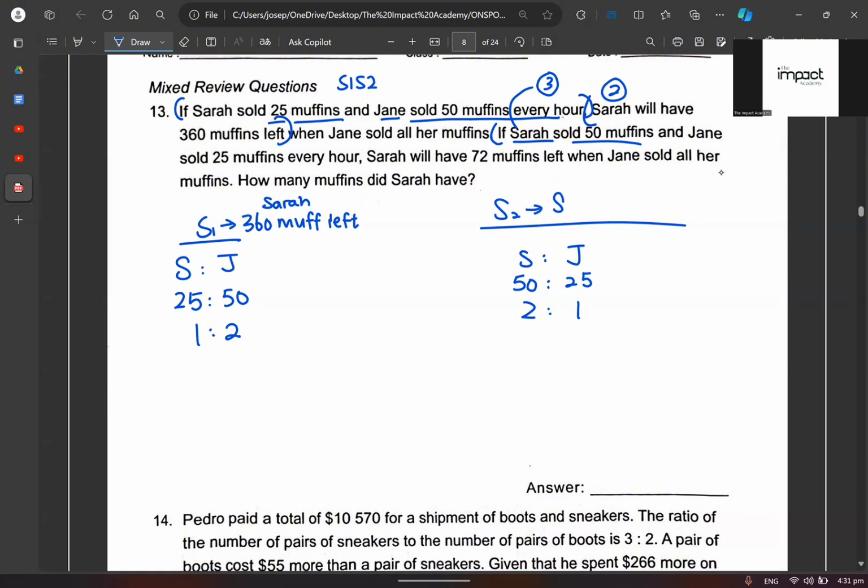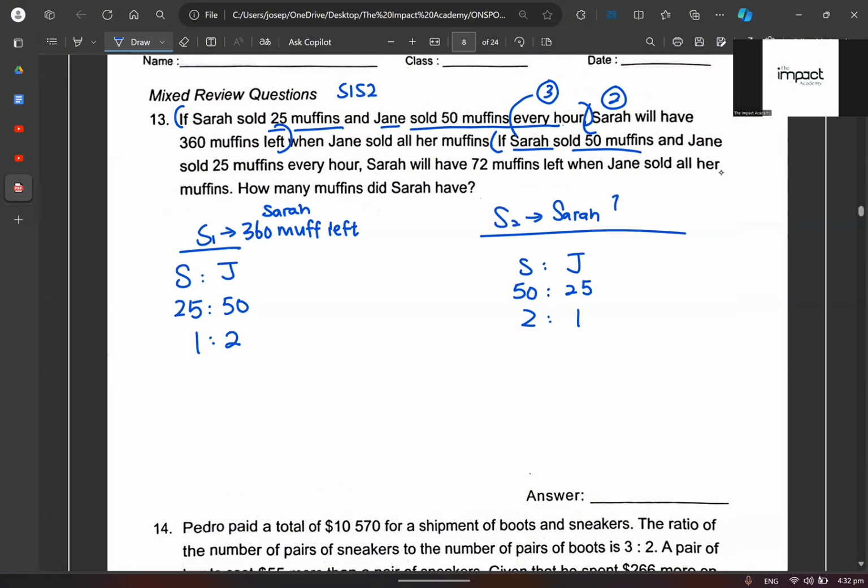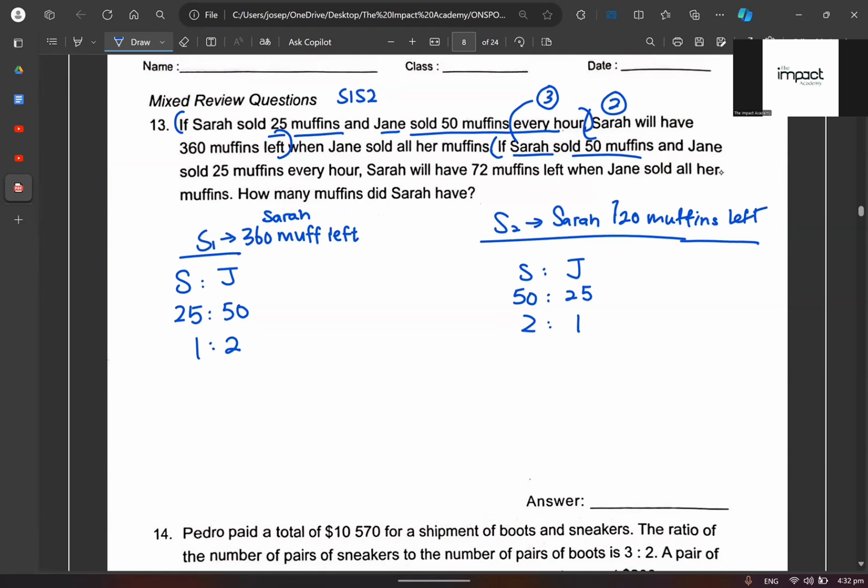And what happens is that Sarah has 720 muffins left. Make sense or don't make sense? Okay. Well, I see a problem right here. You know what's the problem I see? I see a huge problem right here, because you see for yourself that Jane actually sold all her muffins.